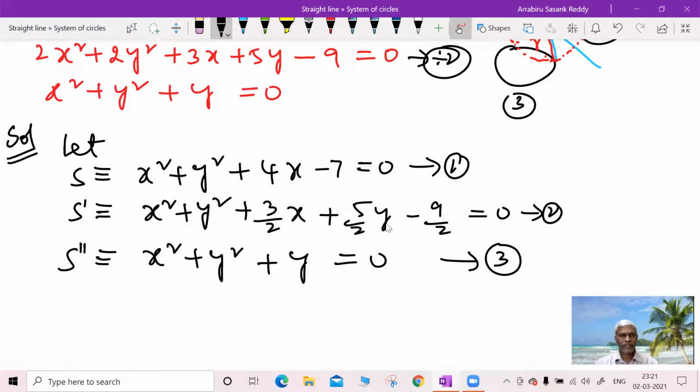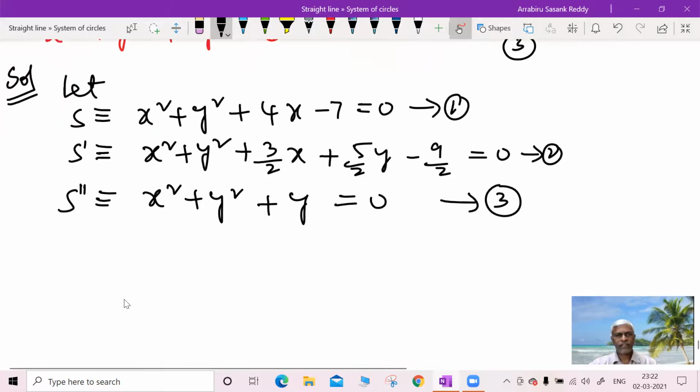So whenever comparing GFC values, check whether the equation is in standard form. If the equation is not in standard form, first make it in standard form, then compare the x, y coefficients 2g, 2f, then take the values. So these are the given 3 circles.